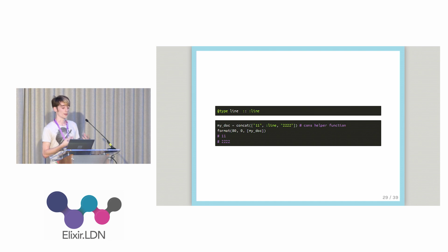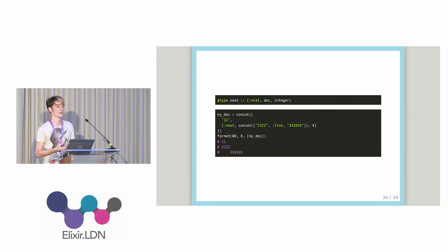Line, again, nice and simple. Anytime format tries to print a line, it just renders a new line. So if I use this concat function, which is just a little handy wrapper around cons, if I concat 11, line, and 2,222, I get 11 and then a space and then 2,222.